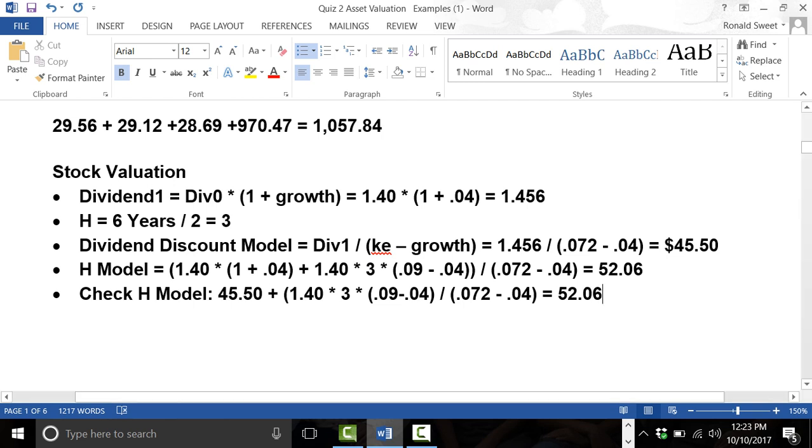So your answer here is the bond's value is 1057.84. The dividend discount model value is 45.50, and the H model value is 52.06. You don't have to check your work, but if you want to, you can just double check and make sure your H model simply added this extra piece.